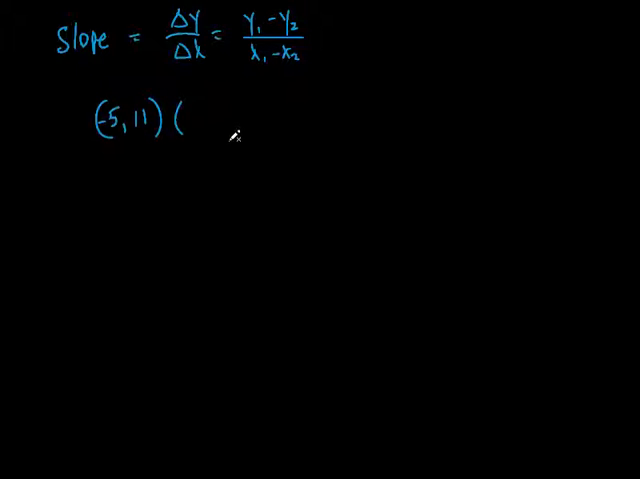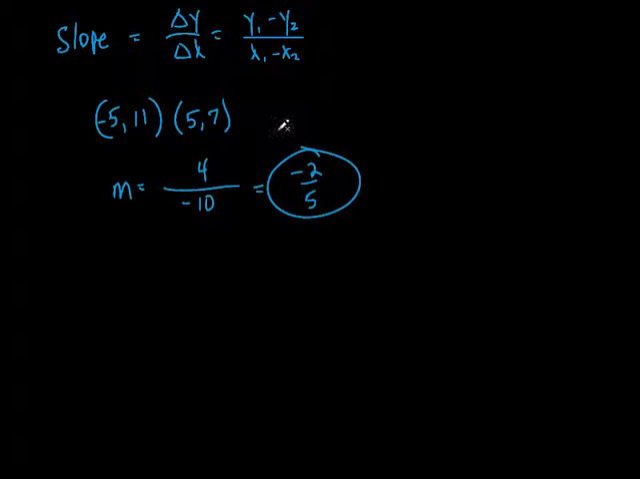Okay, negative 5, 11, and 5, 7. All right, find the slope between these two. So we subtract the y's, put them on the top. 11 minus 7 is 4. Negative 5 minus 5 is negative 10. We always reduce it, and that's negative 2/5. All right, easy enough. That was number 5 from the test.